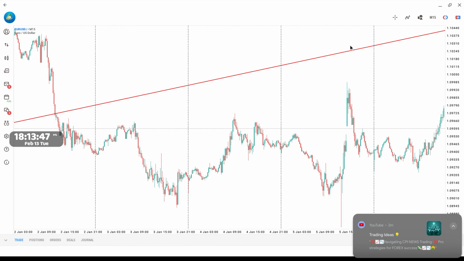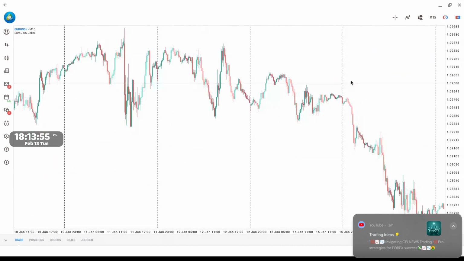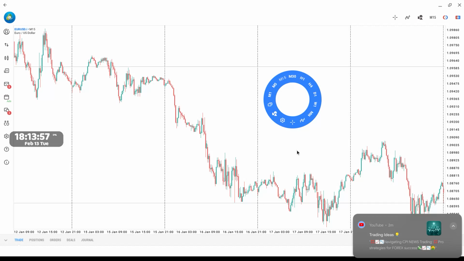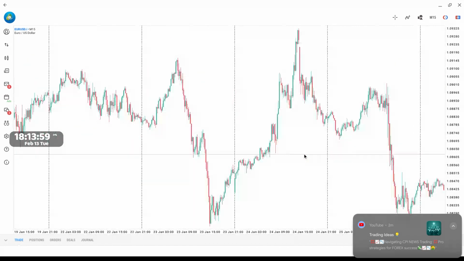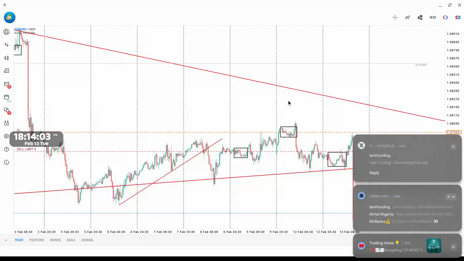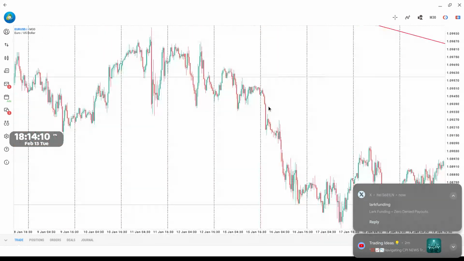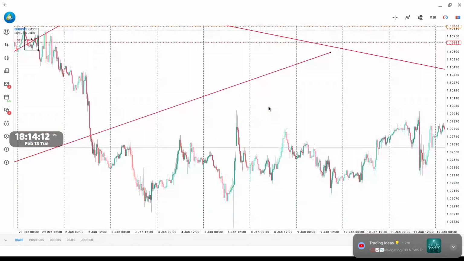Then I'll look for the AMD again. Look for very good entries again. See now, I'm still holding my entries. Long term, still holding my entries. Still holding it because I know where price is heading to. Do you see that? This is very easy to spot.